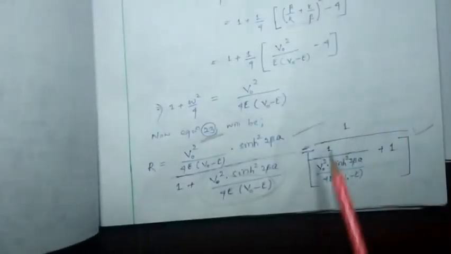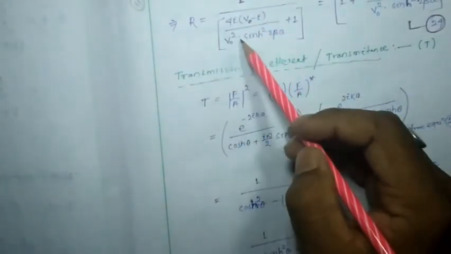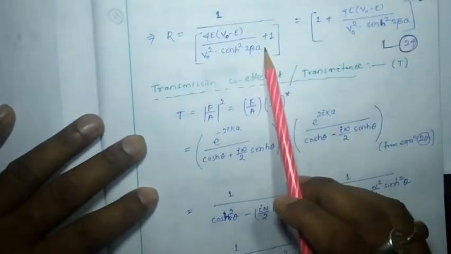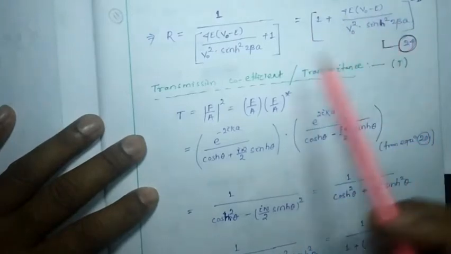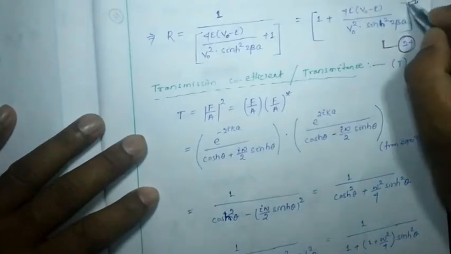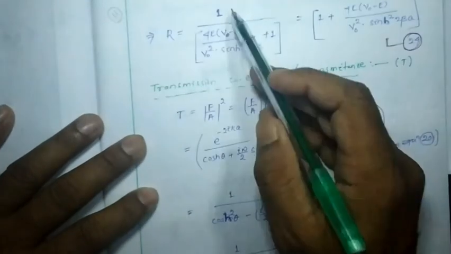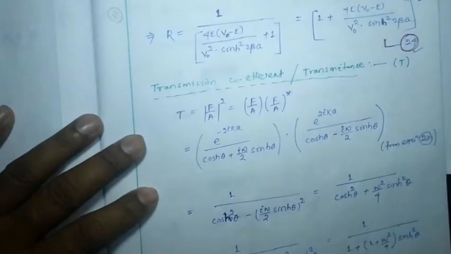Okay, so that is r. Whatever we found on the previous page, I have written that one: r equal to 1 by 4e (v0 minus e) by v0 square into sinh square 2 beta a, plus 1. So it will be equal to 1 plus this much, the numerator part inverse, nothing else. So r is equal to 1 by this one, or this one to the power inverse. Let it be equation number 24.